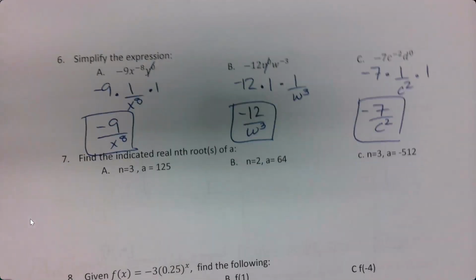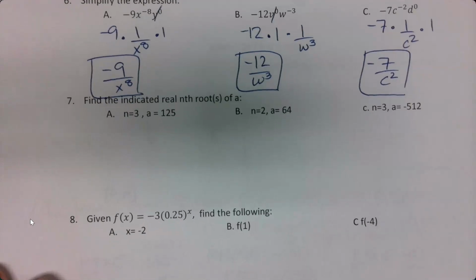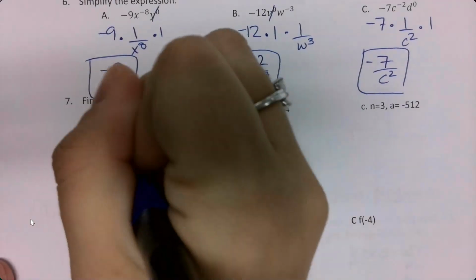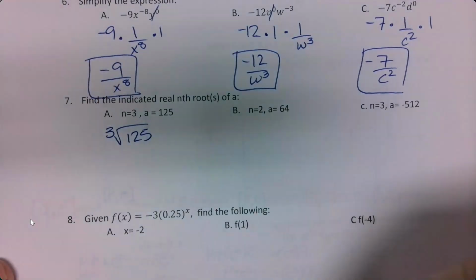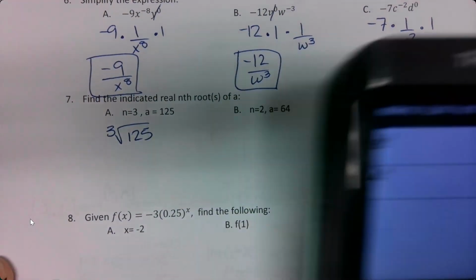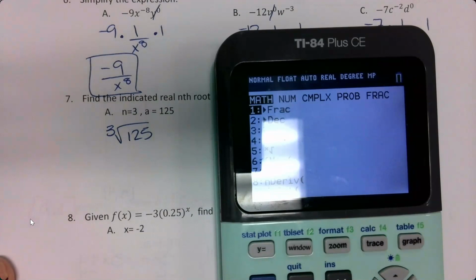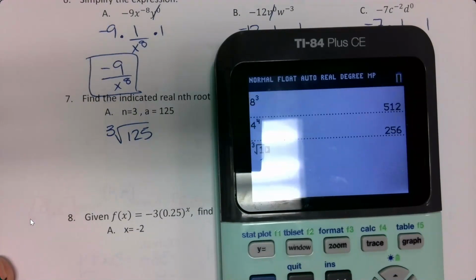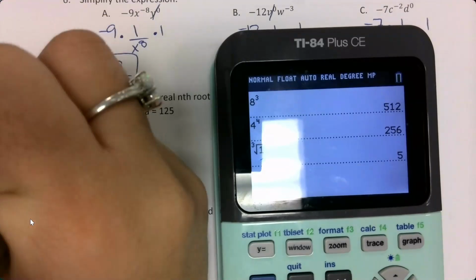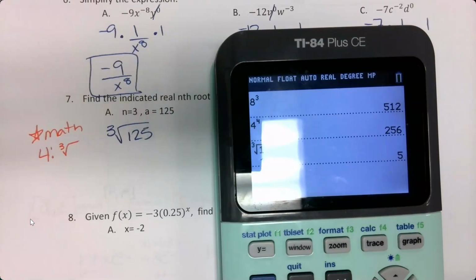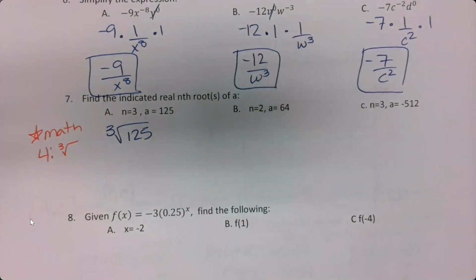Number 7 wants me to find the indicated nth roots of a. So on this first one I have n equals 3, a equals 125. So I have the cube root of 125. I can either do this by hand if I know it, or I can go to math, choice 4, and then type in 125. Which gives me 5.